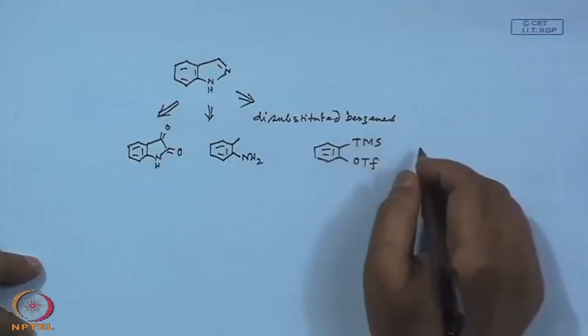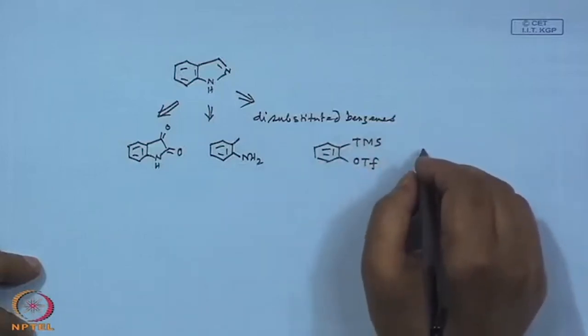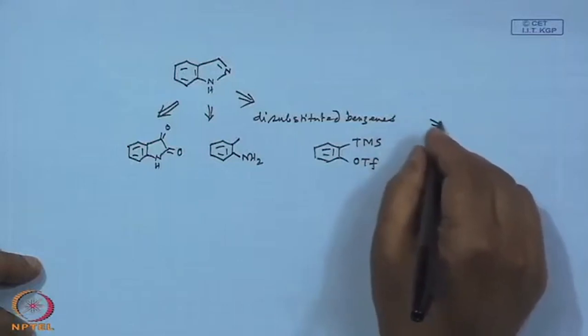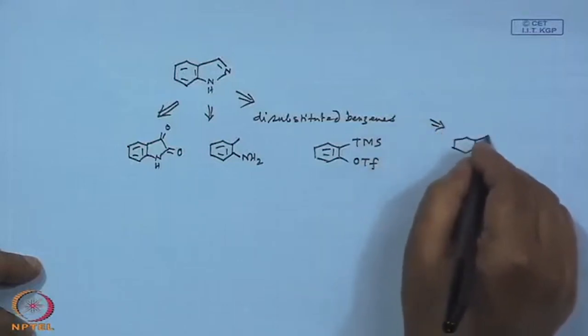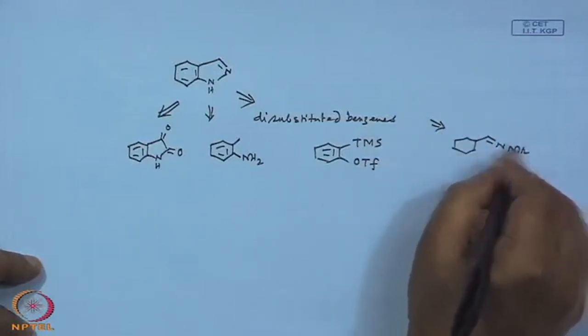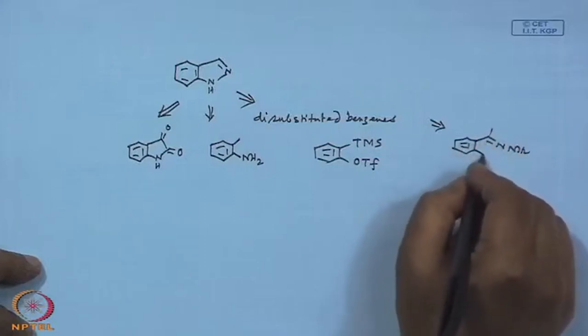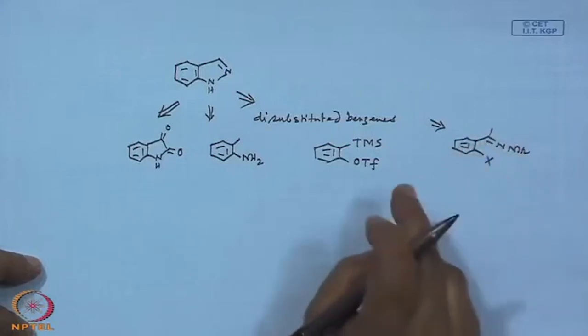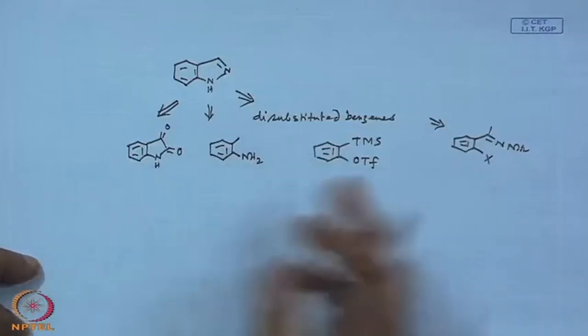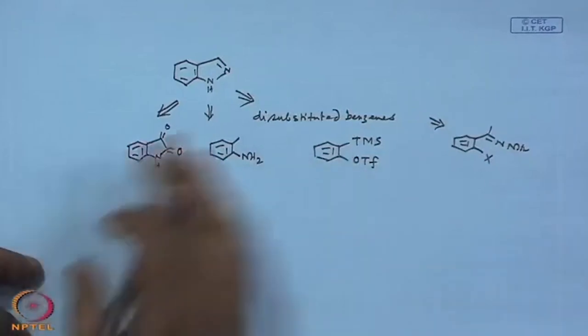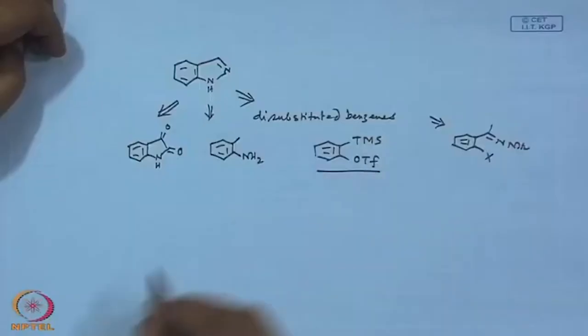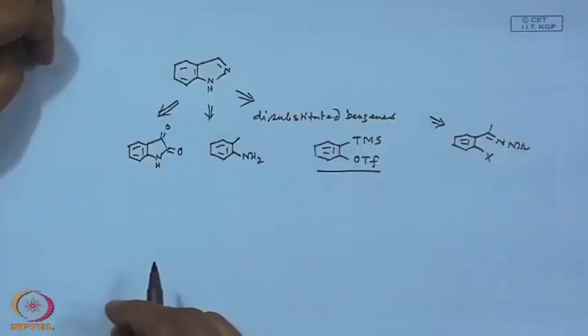For example, you can think about the corresponding hydrazone, and then do something to get to the compounds. Then you can also have nitrobenzaldehyde, ortho-nitrobenzaldehyde. Like these you can think about this, but all of them involve the 1,2 disubstituted compounds. And actually the third one is important, as I said, it is a precursor of benzyne.